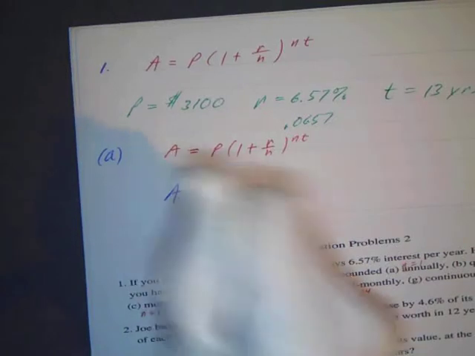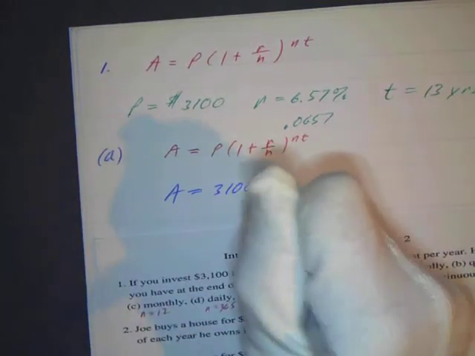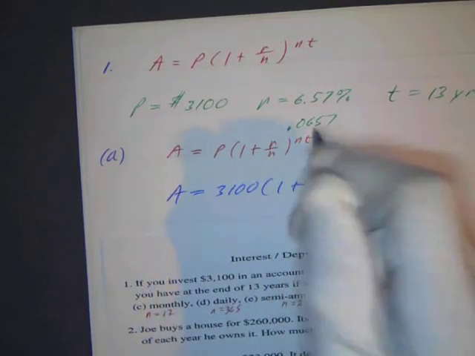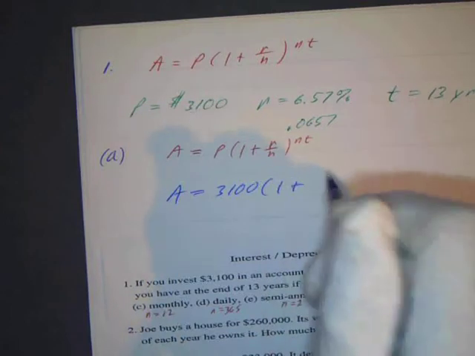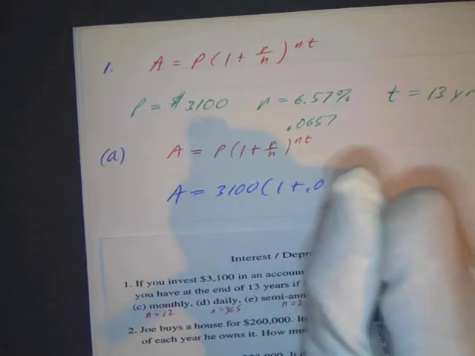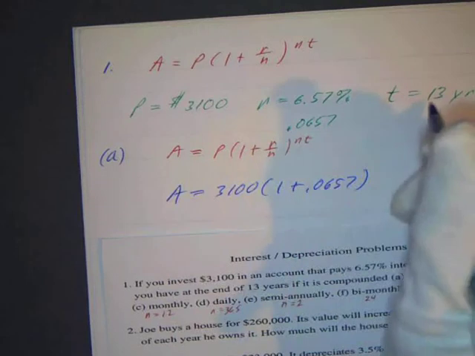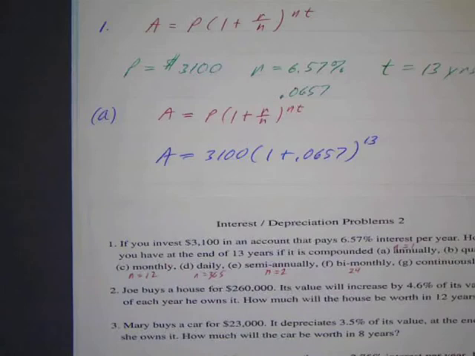So amount equals, and my principal is 3,100, times 1 plus, and now N is 1, so this is just going to be 0.0657 over 1, so just plus 0.0657, and to the 1 times T, or 13. And that's how you're going to work this out.